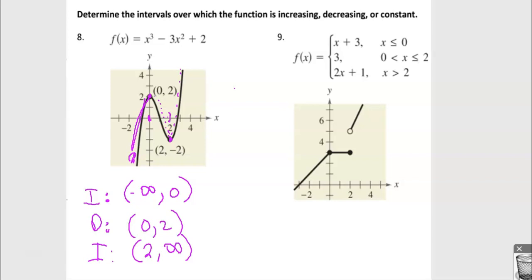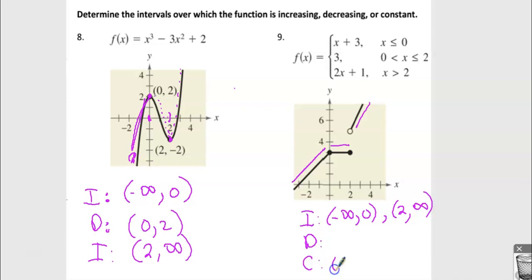So here's a piecewise function. Notice you're increasing from there to there, and then you're constant from there to there, and then you're increasing from there to there. So you could do the same thing with increasing and decreasing. Increasing is from negative infinity all the way to 0. And it's also increasing from 2 to infinity. And it's not decreasing, it's constant. So it's constant from 0 to 2.